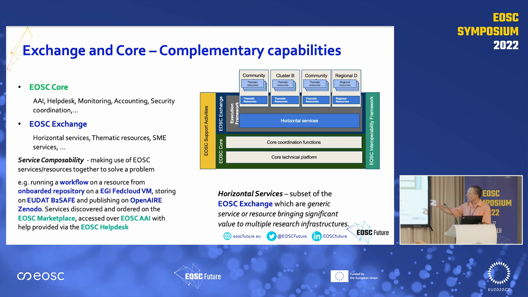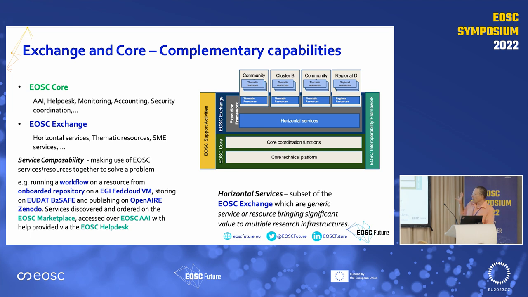You've probably heard of the term horizontal services. Those of you who were at the previous session, we went into a lot of detail on what the actual horizontal services are. This is an important subset of the exchange, which are generic services or resources that can be used by any community to bring significant value to do whatever you need to do. So it can be, for example, computing infrastructure, storage repositories. It could be, for example, Jupyter notebooks. It could be data transfer. These are all horizontal services.